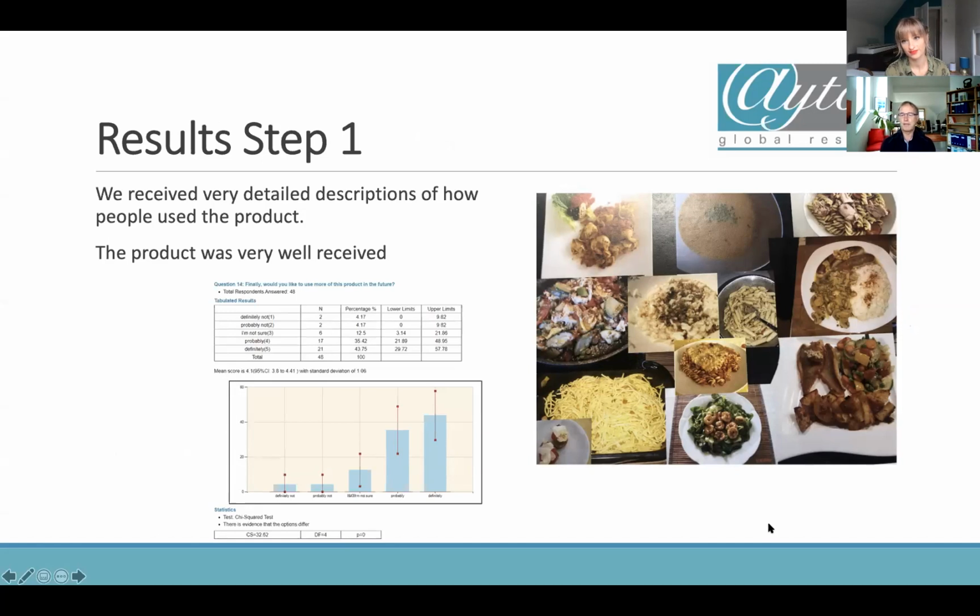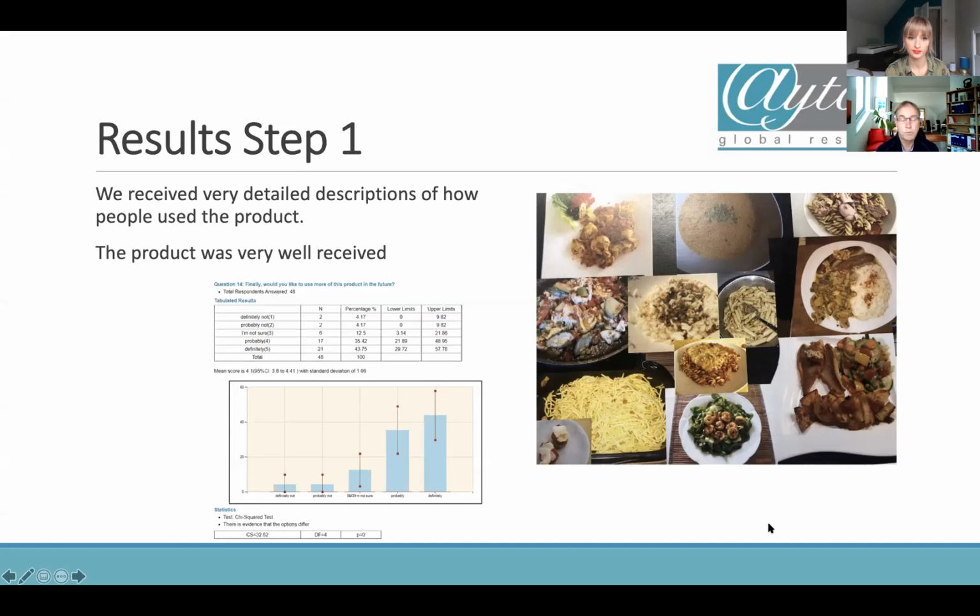Some dishes more appealing than others, but it showed a huge variety of what people had done with it, and this came together with very detailed description also of how they had used the product and how they prepared the dishes, and as I said, how the product has performed.